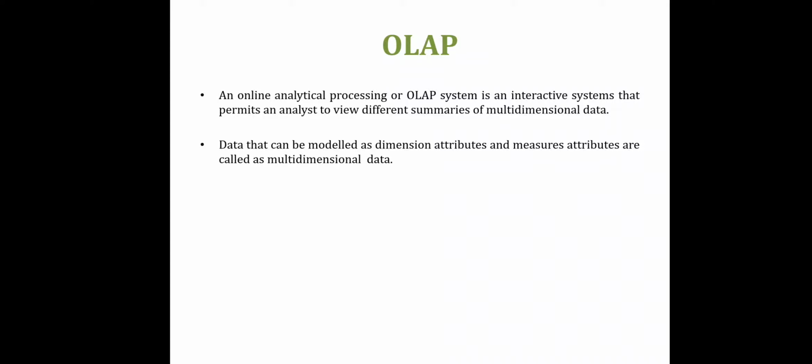We have seen the dimension attributes, and in the last lecture we saw the dimension table and the fact table. So all of these are identified as dimension attributes, since they are the dimensions on which the measure attributes and summaries of those measure attributes are viewed. That is why they are called dimensions, and the measured values are called measure attributes. The data that can be modeled as dimension attributes and measure attributes is called multi-dimensional data.